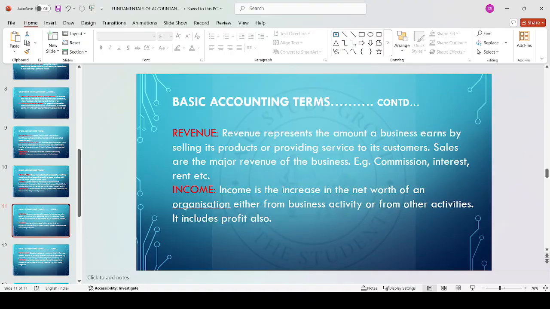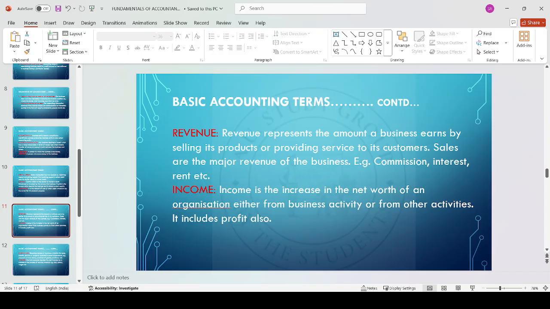Okay, the next term is revenue. This represents the money a business earns from its primary operations. It is the total money earned from your primary objective, like selling products or providing services to its customers. For example, the total revenue of Andhra University is through fees. Major revenue is through fees, so that is revenue. Sales are usually the major source of revenue. It can be interest received or commission earned or rent collected, etc.